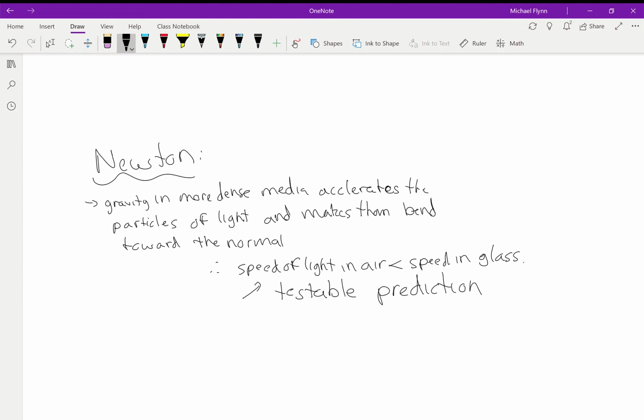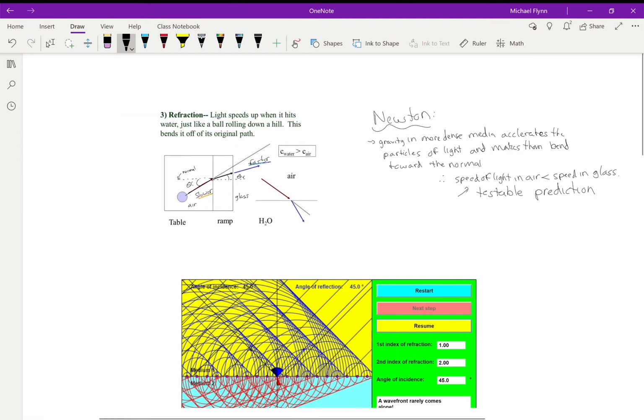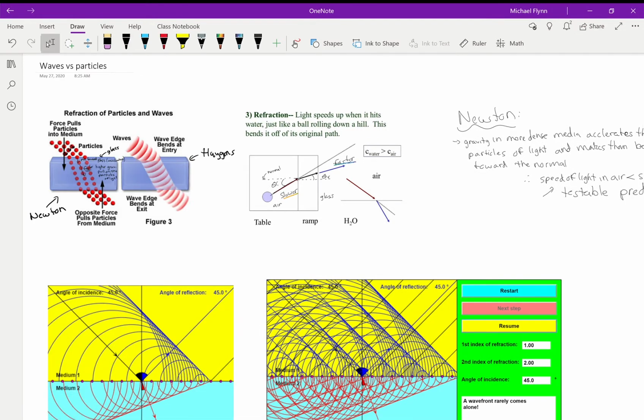Okay, all right, so that's Newton, and that's how he explains refraction. So we see these images here. That's how he explains it. So now, what about Huygens?